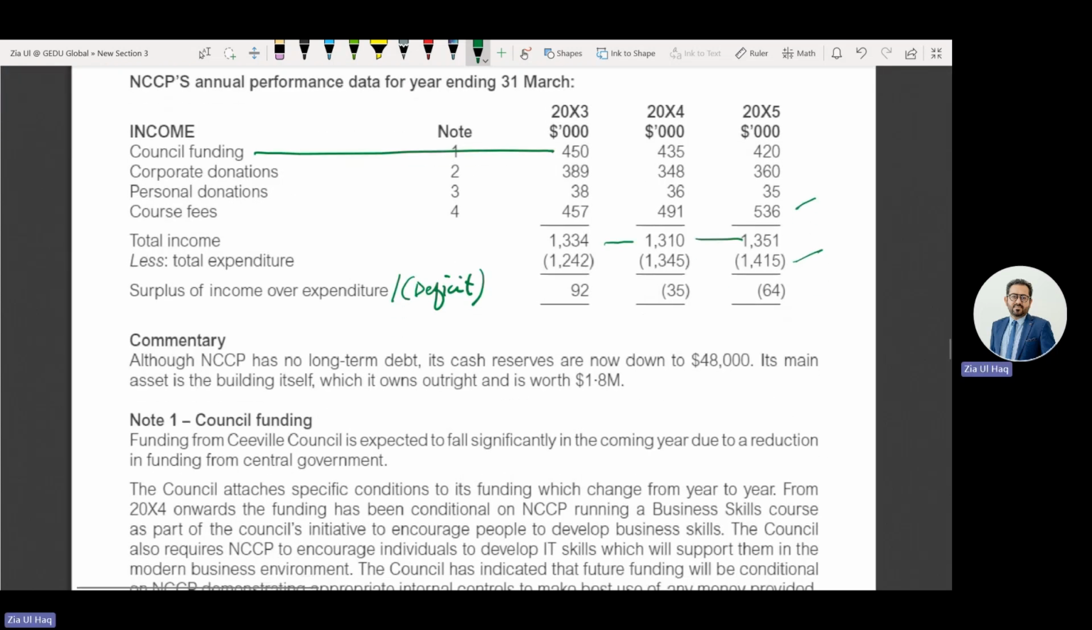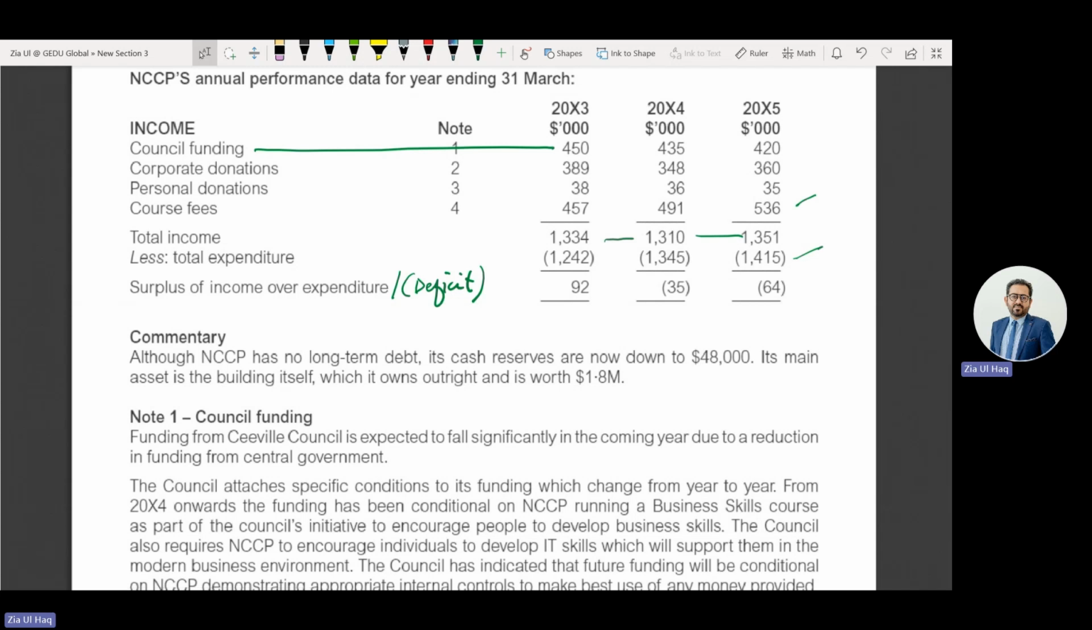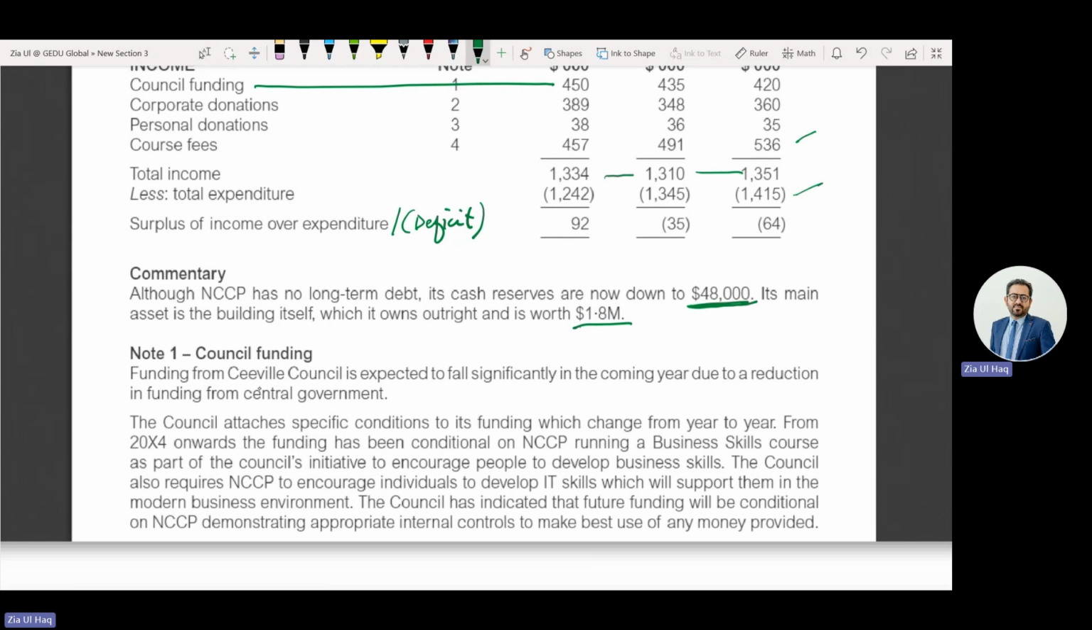Commentary: although NCCP has no long-term debt, its cash reserves are now down to $48,000. Its main asset is the building itself, which it owns outright and is worth $1.8 million. Note 1 relating to council funding. Funding from Civil Council is expected to fall significantly.